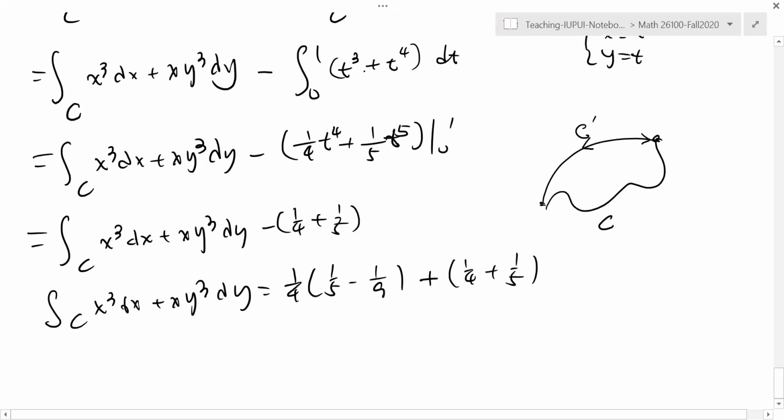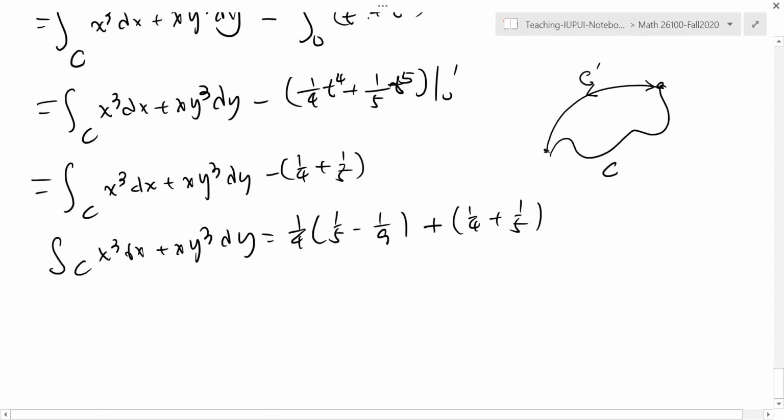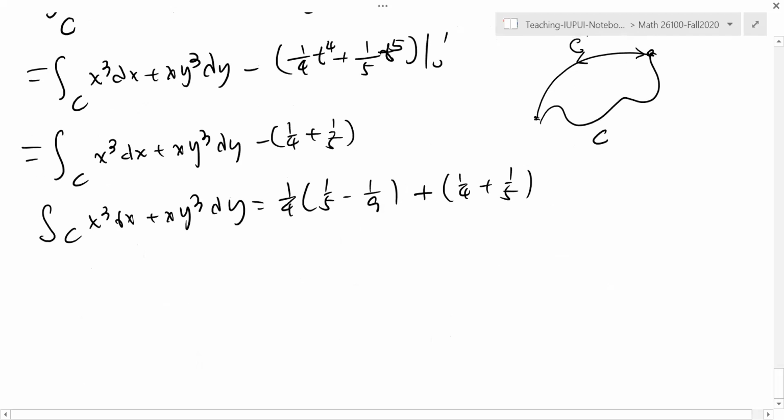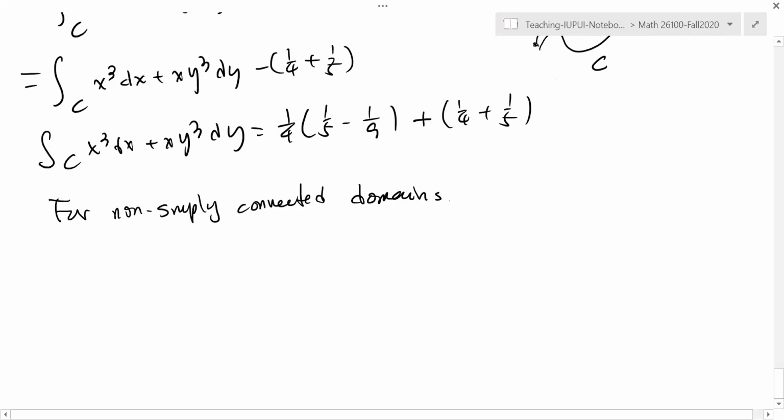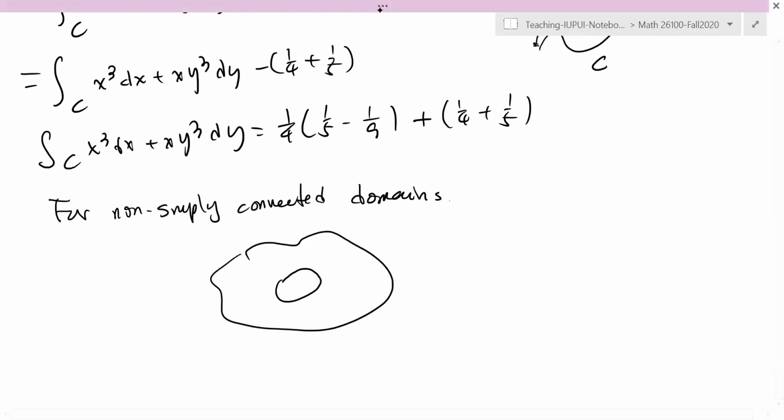Now, how about the domains which are not simple? For a non simply connected domain, such as like that.